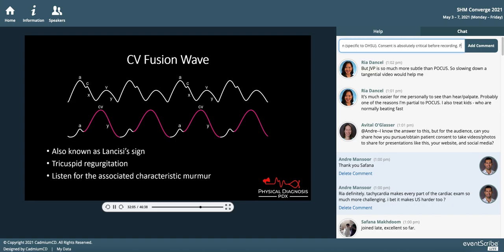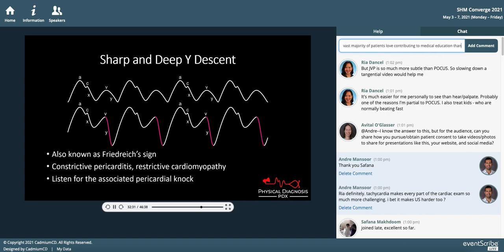At the bedside, you will see a monophasic wave, a large wave followed by a large descent. Unlike the giant A wave, this peak is followed by one descent. Remember, the giant A wave is followed by two descents. The other way you could differentiate CV fusion and a giant A wave is timing. Remember, the CV fusion wave occurs in the middle of systole, whereas the giant A wave occurs at the very end of diastole.